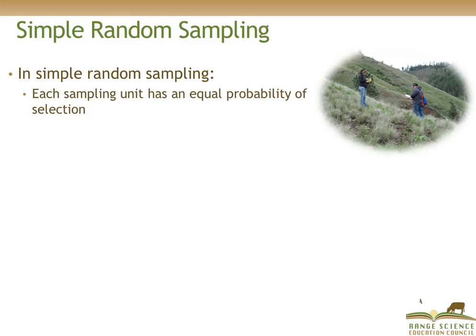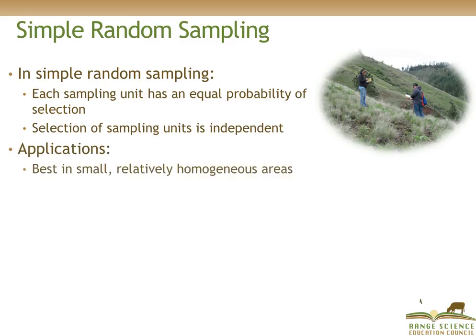Simple random sampling is one of the most commonly used approaches for sampling. With this method, each sampling unit has an equal probability of being selected, and the selection of sampling units is independent. So if any one unit is selected, it does not influence or impact the selection of any other units.